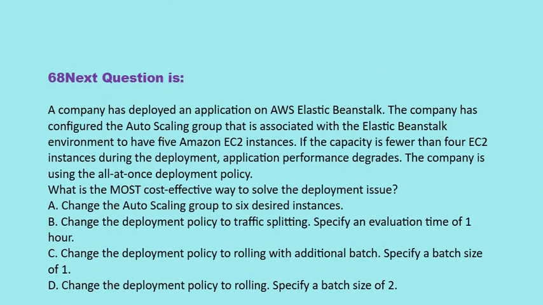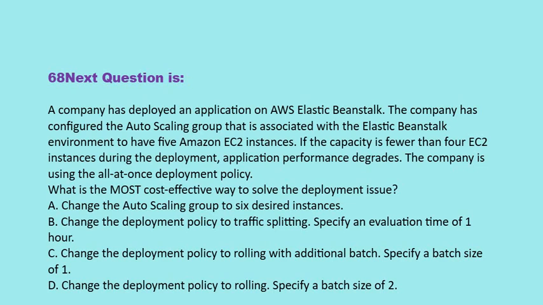Question is a company has deployed an application on AWS Elastic Beanstalk. The company has configured the auto scaling group that is associated with the Elastic Beanstalk environment to have 5 Amazon EC2 instances. If the capacity is fewer than 4 EC2 instances during the deployment, application performance degrades. The company is using the all-at-once deployment policy. What is the most cost-effective way to solve the deployment issue?